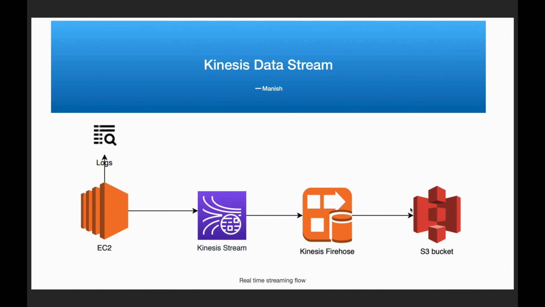Kinesis Data Stream is a real-time streaming service in the AWS platform. The Kinesis family has some other components like Kinesis Firehose and Kinesis Data Analytics, but in today's video I'm going to focus only on the Kinesis Data Stream.